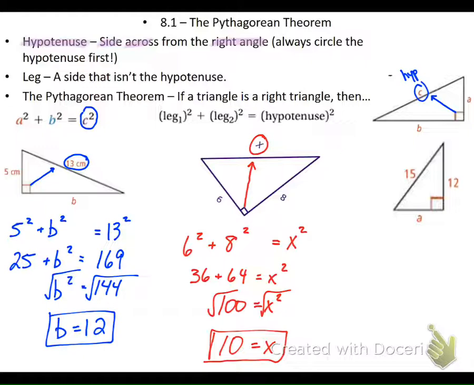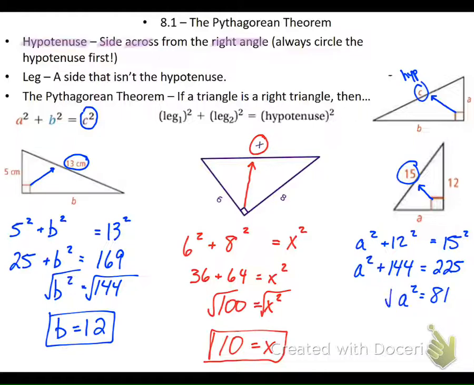Then with the last one, again, same thing. 15 is my hypotenuse. Find that one first, and everything else is pretty simple from there. a squared plus 12 squared. So I get a squared plus 144 is equal to 225, I believe. 15 squared. Yep. I can then subtract the 144 and get a squared is equal to 81. Take the square root of both sides, and I get a is equal to 9.